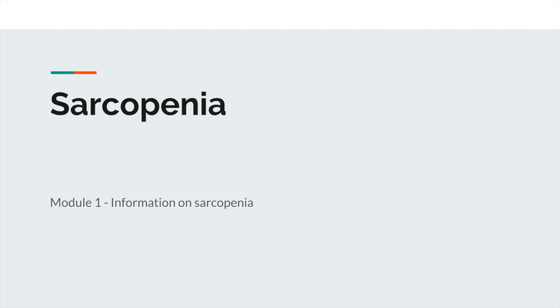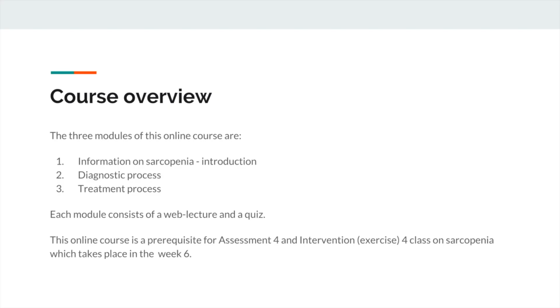Before we continue to the content of this module, let's take a look at the course overview. There are three modules of this online course: Information on Sarcopenia, Introduction, Diagnostic Process, and Treatment Process. Each module consists of a web lecture and a quiz. Bear in mind, this online course is a prerequisite for the assessment for and intervention for exercise class on sarcopenia, which takes place in week 6.